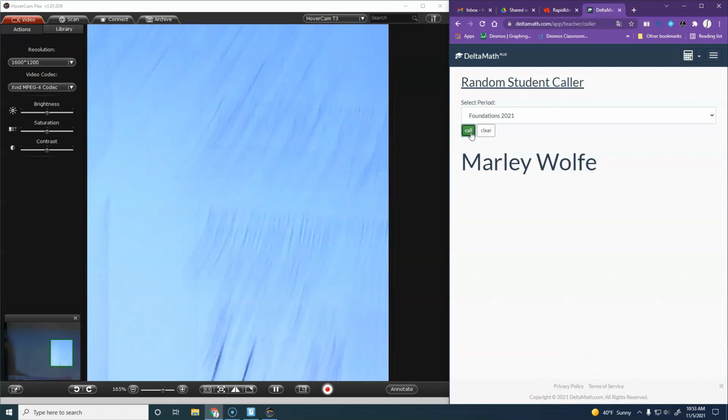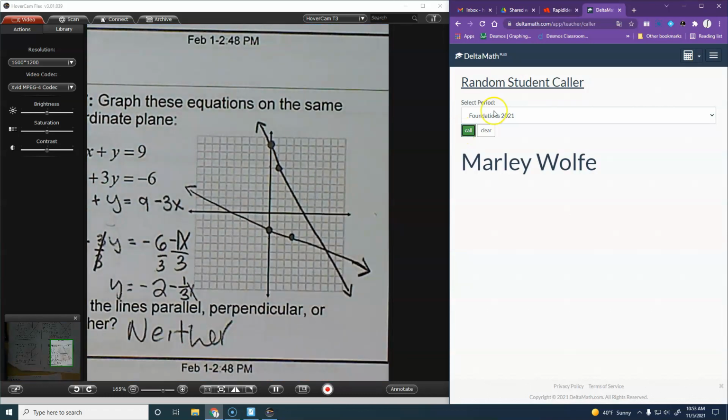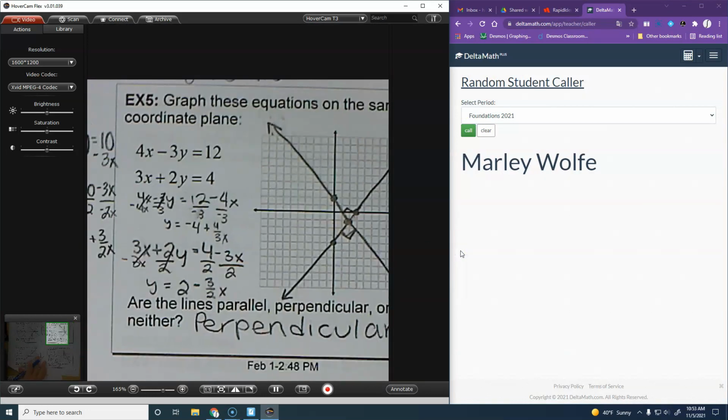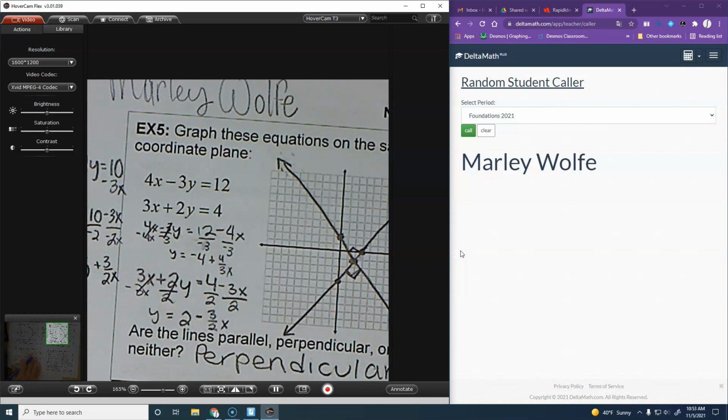All right, let's see. We got example 5 here. Okay. It's perpendicular-ish, maybe. Let's see. You subtracted the 4x. You divided by -3. You got -4 plus 4/3 x. I think that looks good. We got a y-intercept at -4. We went up 4 to the right 3. I think that first line looks good.